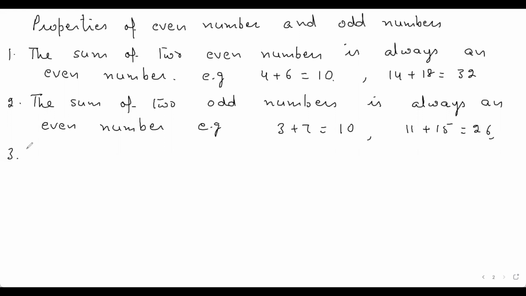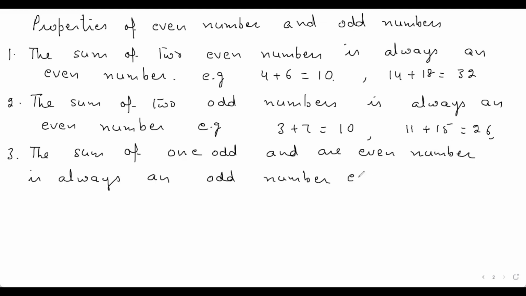The sum of one odd and one even number is always an odd number. For example, take one odd number, 3, and one even number, 8. If we add them, we will get 11, which is an odd number.